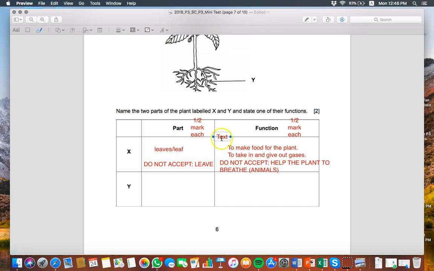Okay, what is part Y? Part Y, singular, root, plural, roots. No other answer. What is the function? To take in water and minerals from the soil or from the ground. Okay, the keyword here is to take in water and minerals.